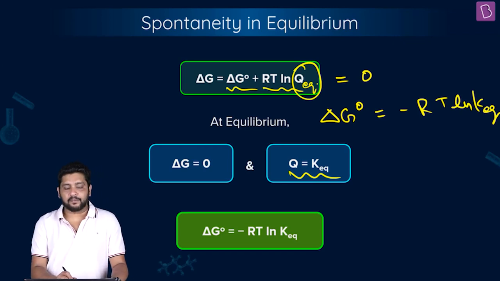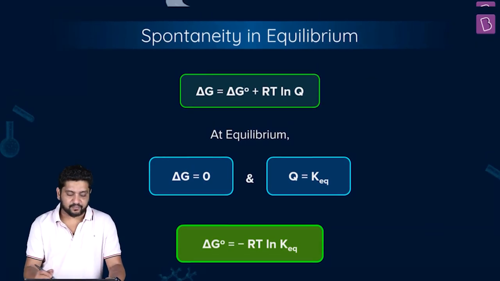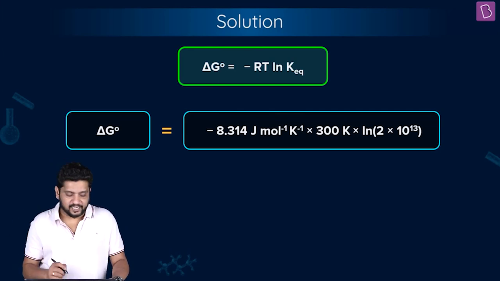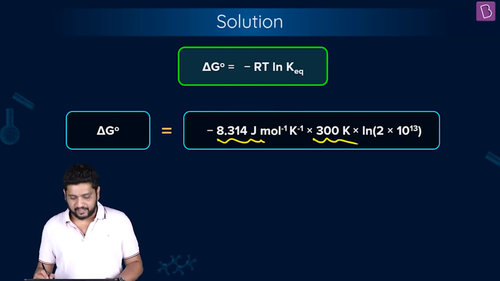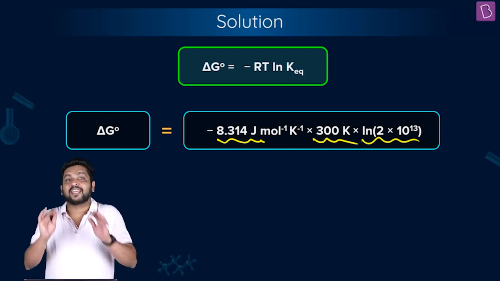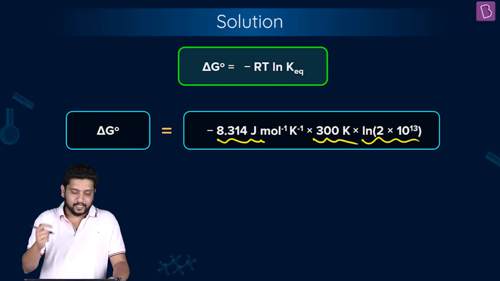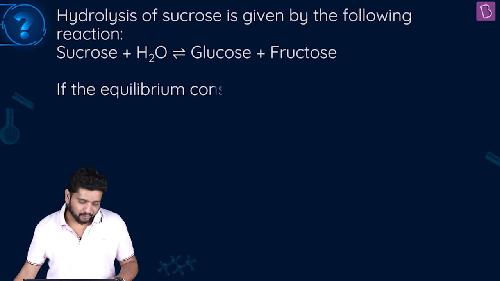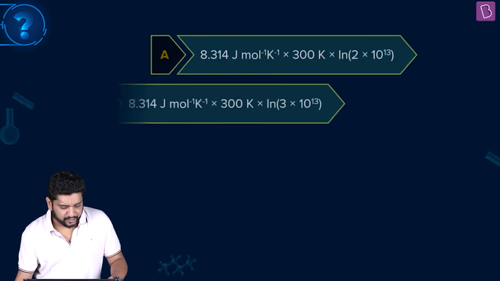So we have been given K equilibrium. We have been given the temperature, we know the value of R. We just have to put them in and see, in this given question, what delta G naught was. So delta G naught is minus R, which is 8.314 joule per mole per Kelvin, times the temperature, 300 Kelvin, times ln of K, which is 2 into 10 to the power 13. Normally we write the 2.303 in the RT log K equilibrium equation, but the point is that it is ln K, because in the options also we were given things in ln form only, right? So the equilibrium constant is 2 into 10 to the power 13, and we had to find the option, right?